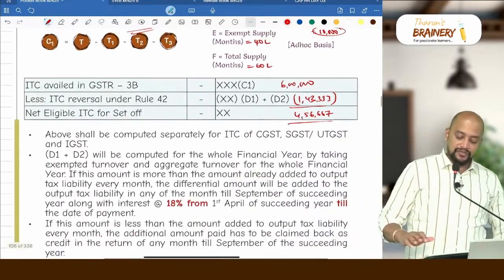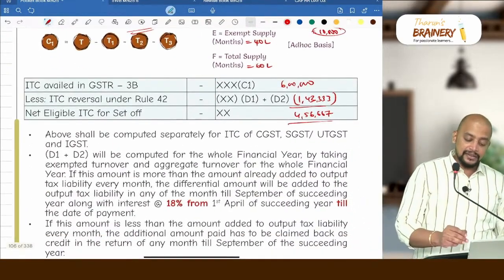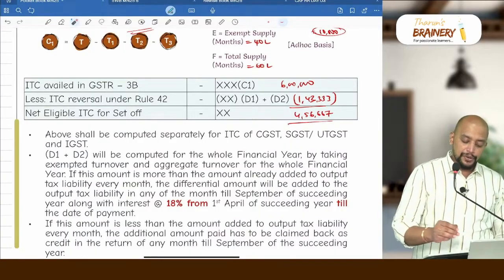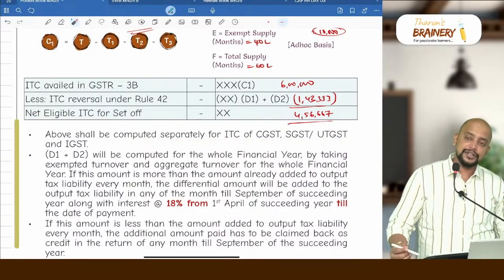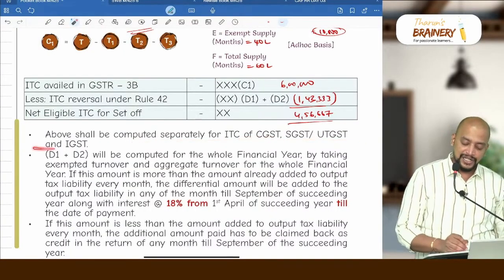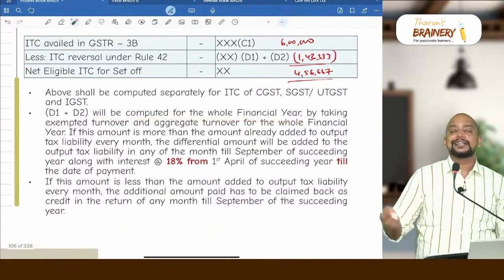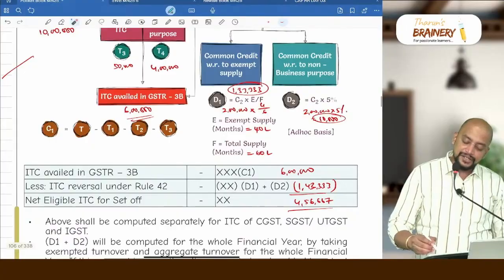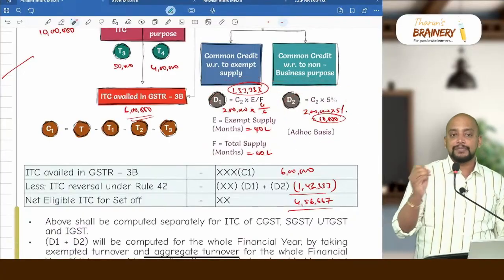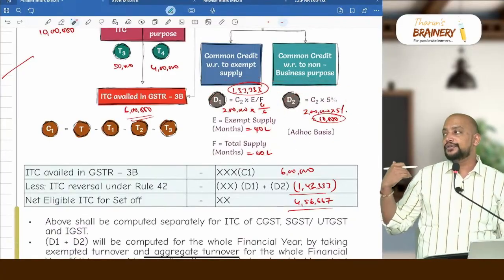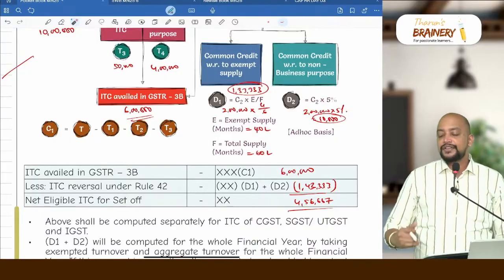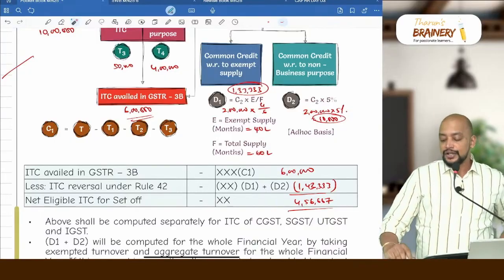This particular computation above shall be computed separately for ITC of CGST, SGST, UTGST and IGST, and D1 and D2 will be computed again at the end of the year. Whatever we are doing, this D1 and D2 is only on a month-on-month basis. Again we need to do this computation at the end of the year.